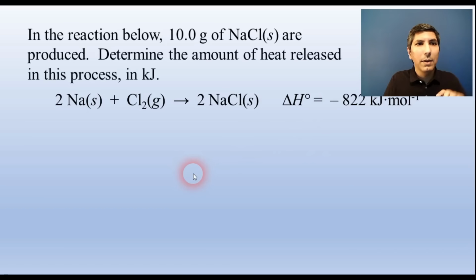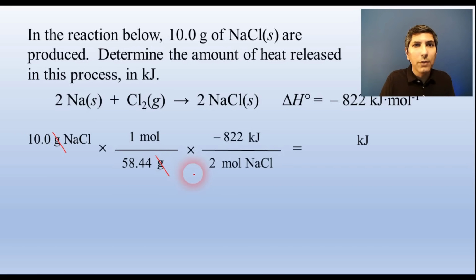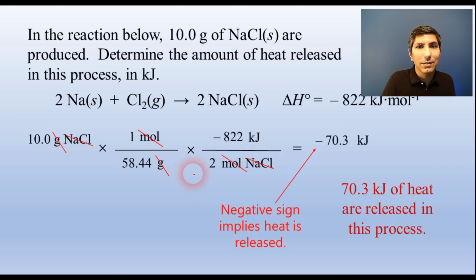Perhaps we're forming 10 grams of sodium chloride and want to know how much energy is released. We just follow our typical stoichiometry process. Step 1 is convert to moles. Then in our second step, we write the mole ratio with kilojoules on top and moles of sodium chloride on bottom. We use negative 822 kilojoules, equivalent to 2 moles of sodium chloride. Then we can solve and get the answer.